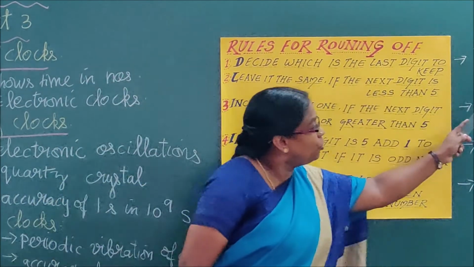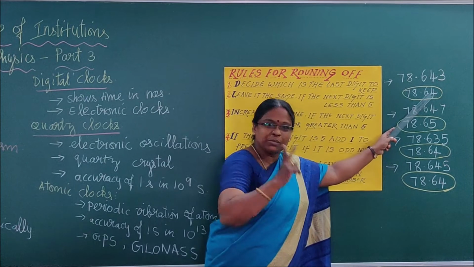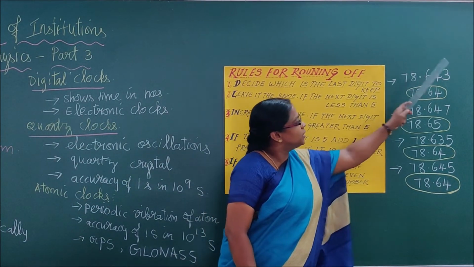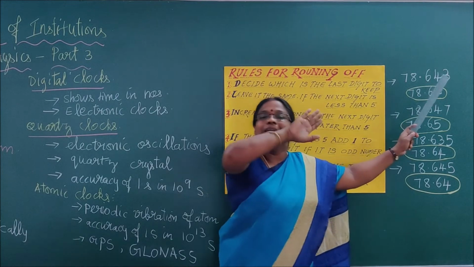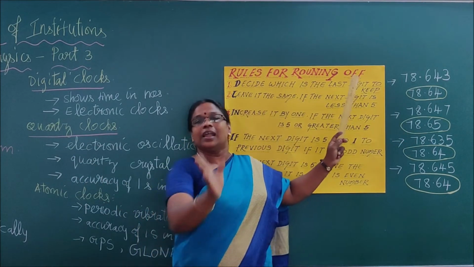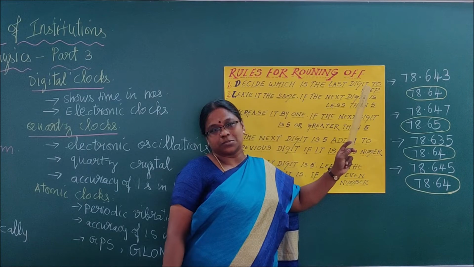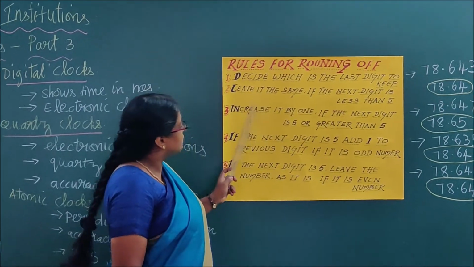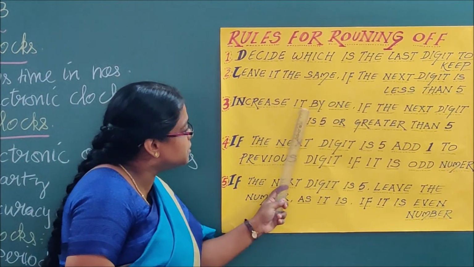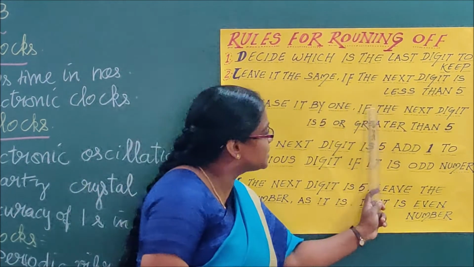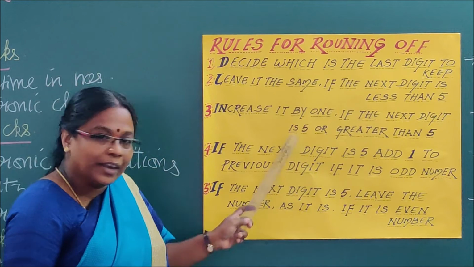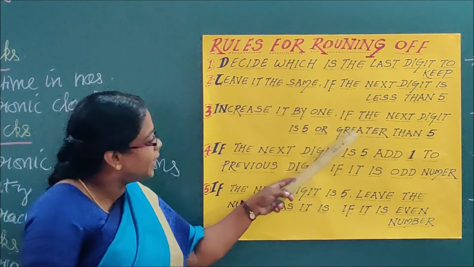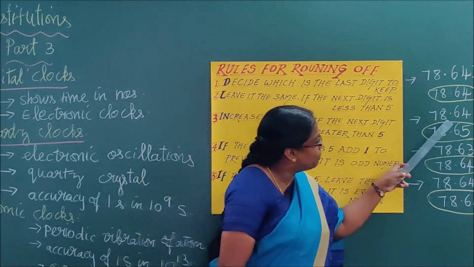Then if I want to round the number to 2 decimal places, I have to see the third decimal. If the third decimal is less than 5, leave that number as it is and write the other 2 decimals. Right, children? Now come to the next rule. Increase by 1 if the next digit is greater than 5. This is 5, I will explain it after this. Greater than 5.